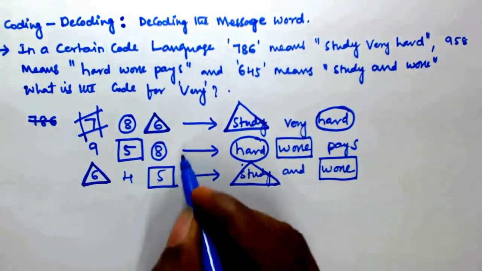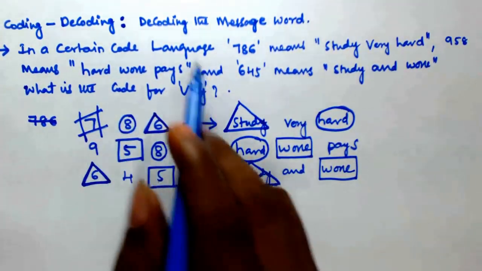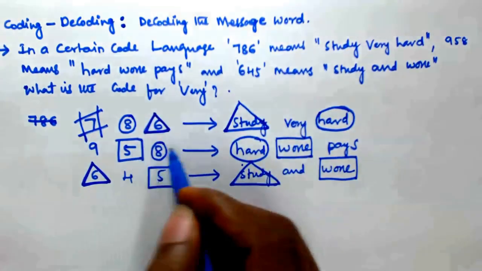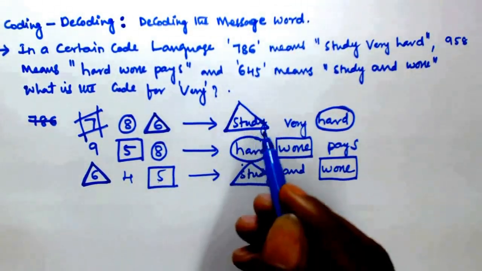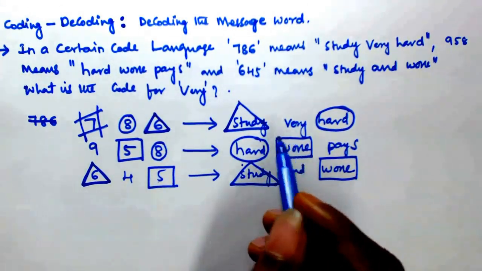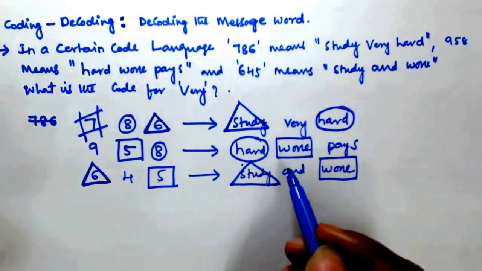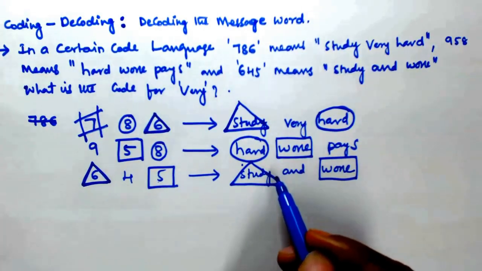Whenever you are given this kind of decoding the message word problem, you need to use these kinds of special symbols. That makes it visually very easy to identify the code for the given word. I hope you got this one.